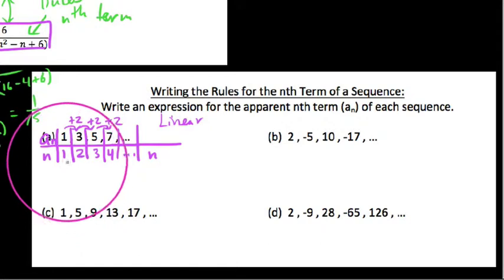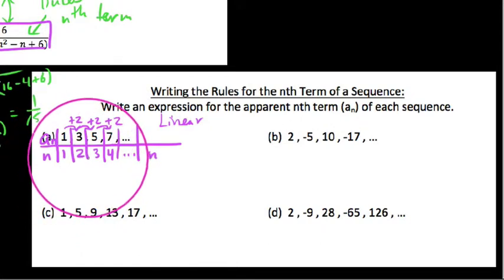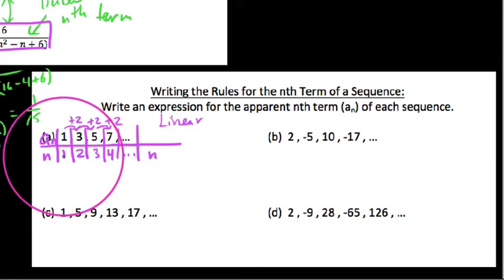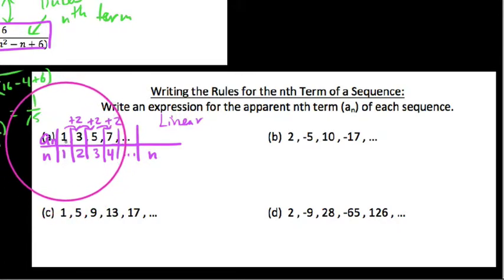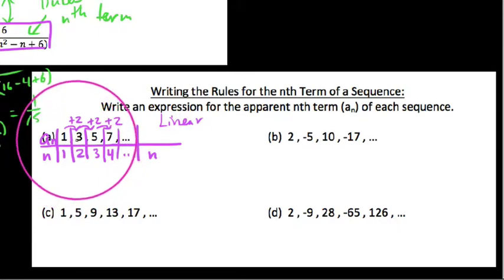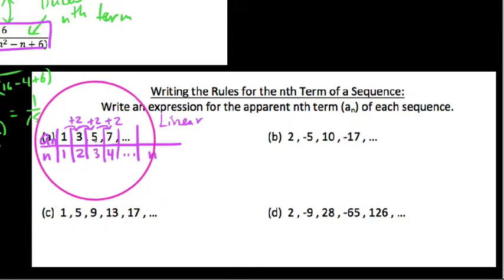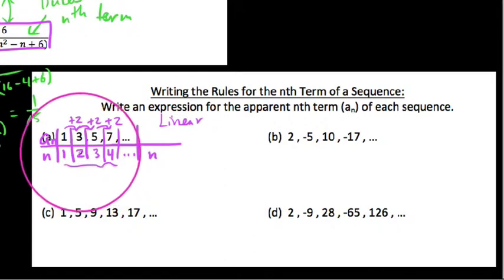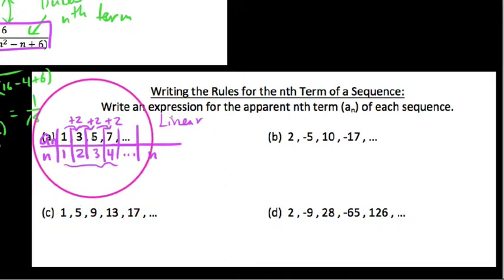This is very linear. So we say, well, what is it that I'm doing to my n values to get my y values? Am I doubling them? Well, I could take 2 times 1, and that would be 2 and not 1. And 2 times 2 would be 4 and not 3. And 2 times 3 would be 6 and not 5. But you notice that every time I double these n values down here, if I were to just take 1 away from that, I would get what I need up here.